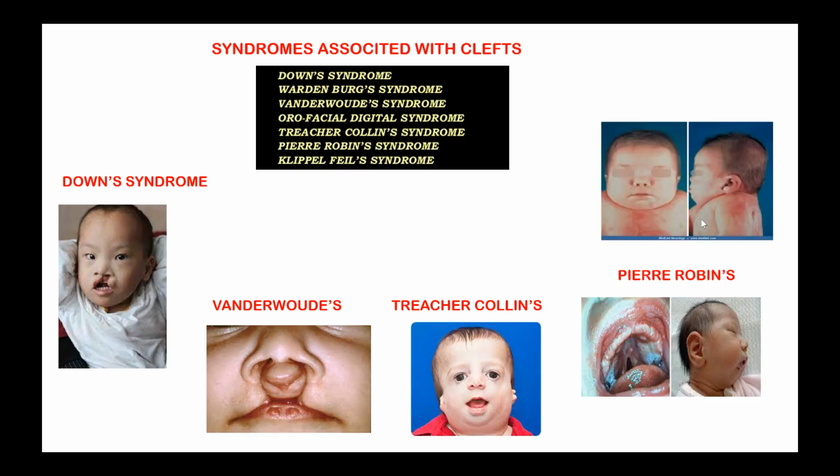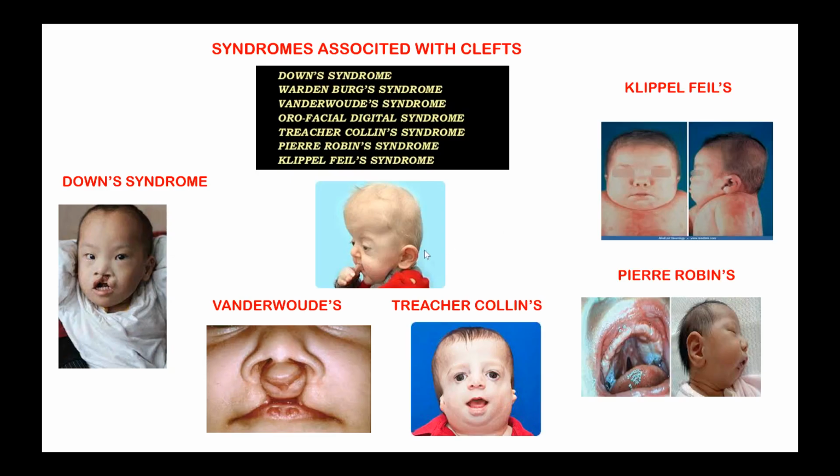Very good. What is this syndrome? Klippel-Feil, where the neck is short and the shoulders are stuck. This is the Klippel-Feil syndrome. Okay? And this is the Apert syndrome. So these are all some of the anesthetic equipments used in cleft lip and palate surgery.